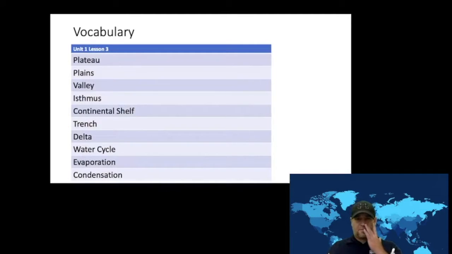Okay, so your vocab for this lesson, you've got 10 words there. Those will be added to your list of geography terms you're already familiar with. So you'll do your vocab if you haven't already, and you'll submit your video for that, and then you'll be taking notes on this. So go ahead and get your notebooks out and your pencil and paper and get ready.